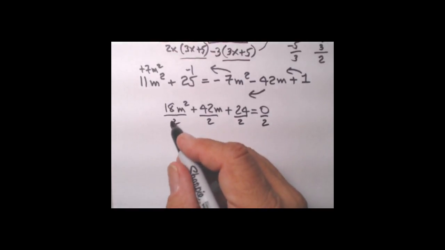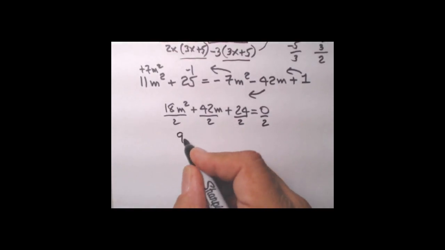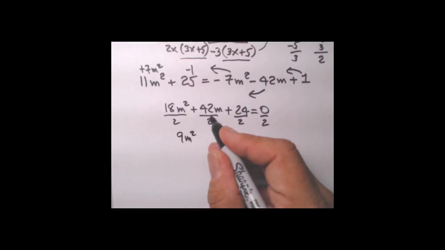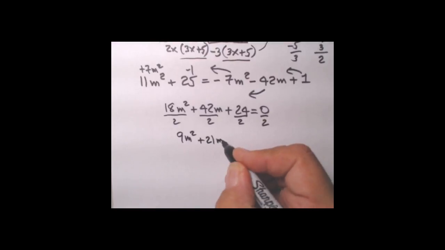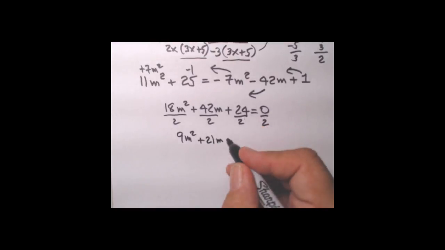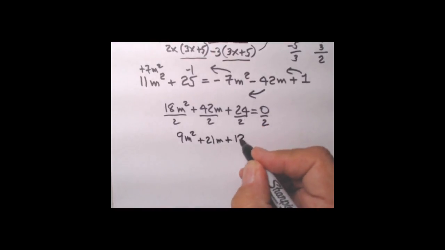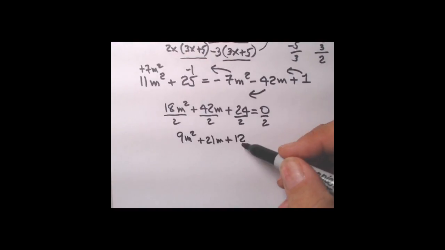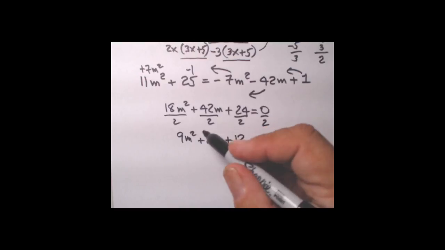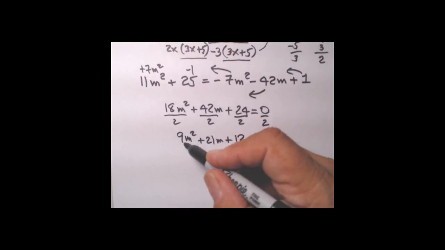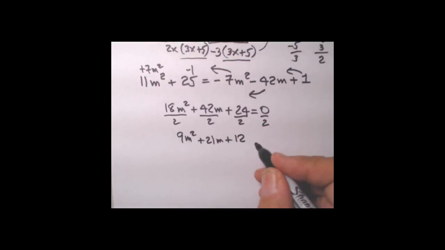Okay, 18 divided by 2 is 9m squared. 42 divided by 2 is plus 21m. And then 24 divided by 2 is plus 12. Now let's make sure 2 times 12 is 24. 2 times 21m is 42m. 2 times 9m squared is going to be 18m squared. Okay, looks good. And of course, 0 divided by 2 is just 0, so there's the required 0.